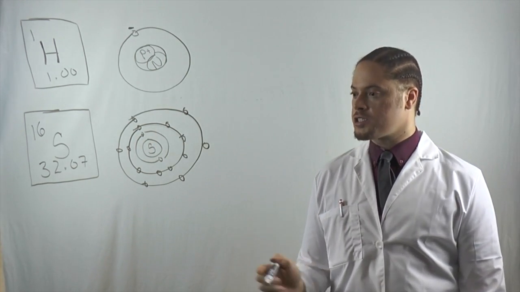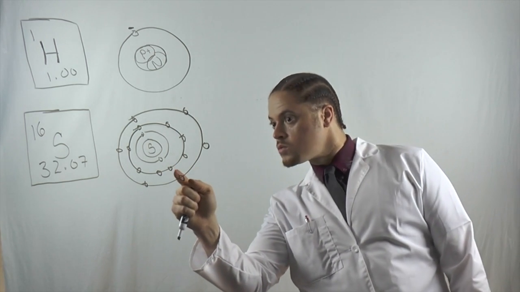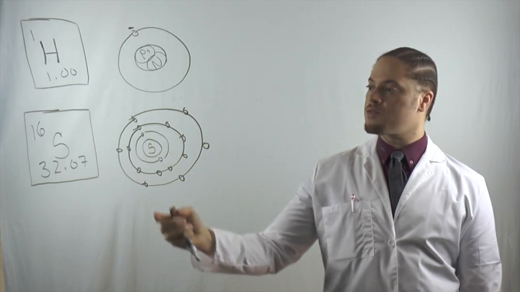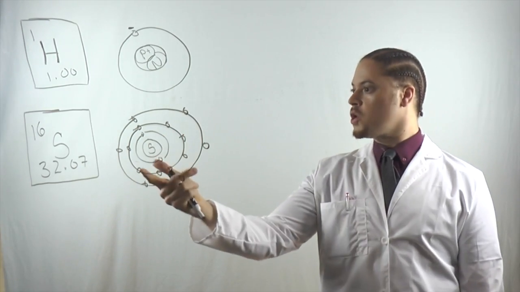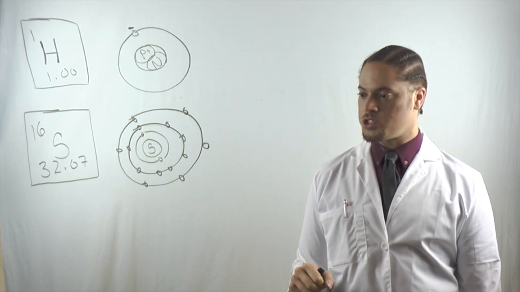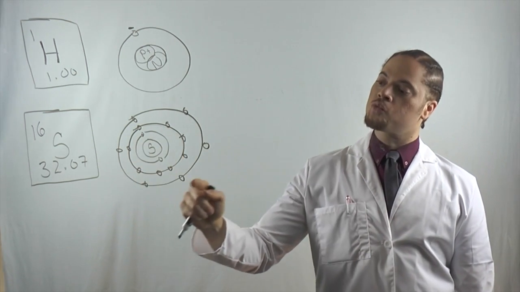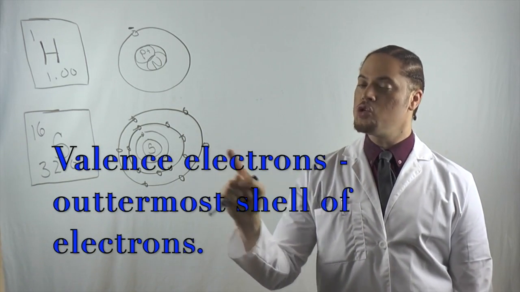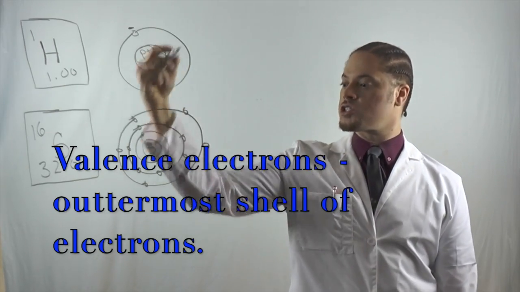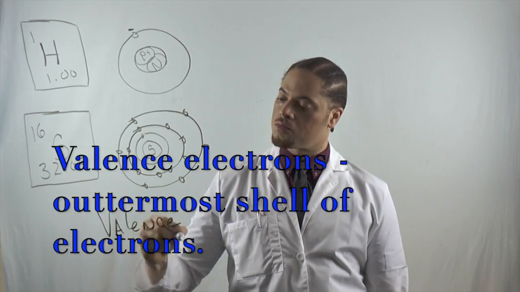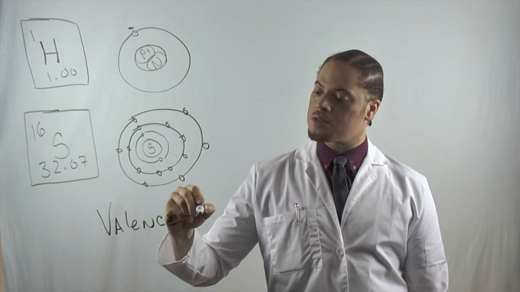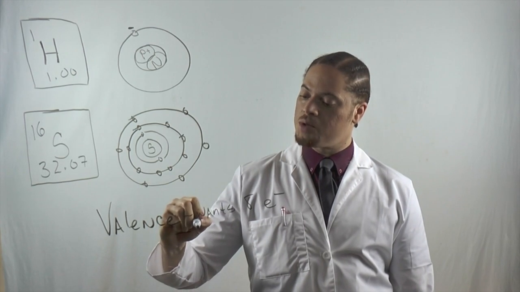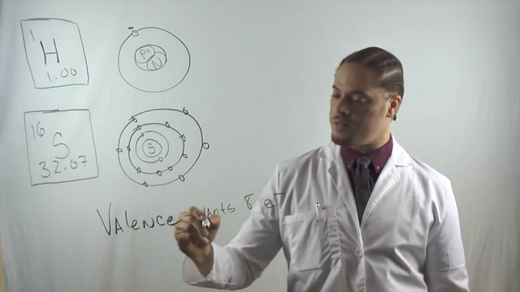When drawing these structures, the first ring will have 2 electrons, the next will have 8, and then the outermost ring will have the remaining electrons, totaling up to 16 electrons. The outermost ring of electrons, or the electrons furthest from the nucleus, is called the valence. Valence wants 8 electrons. The valence is the outermost area of electrons.